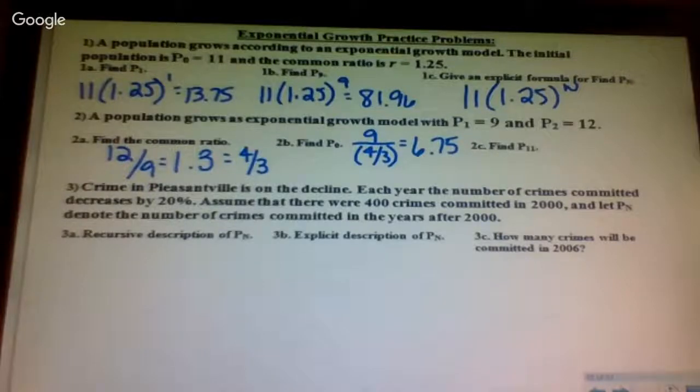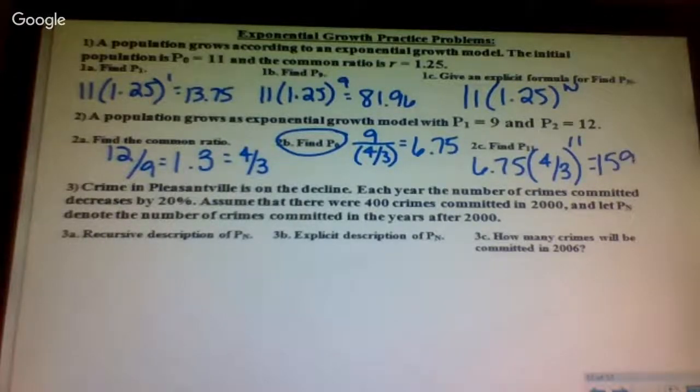We have all of our information to do our formula. So my formula looks like what? What's my starting value? 6.75. That's what we just solved for, P sub 0. Times 4/3, and I'm finding P sub 11, so we raise it to the 11. It equals 159.81.